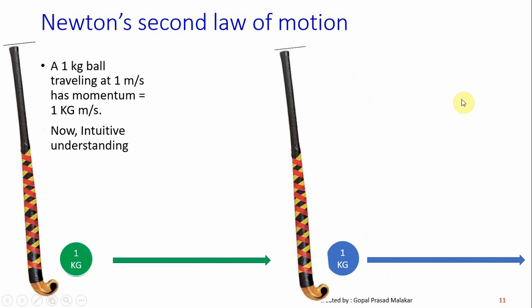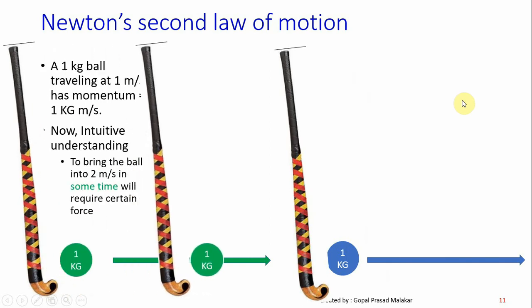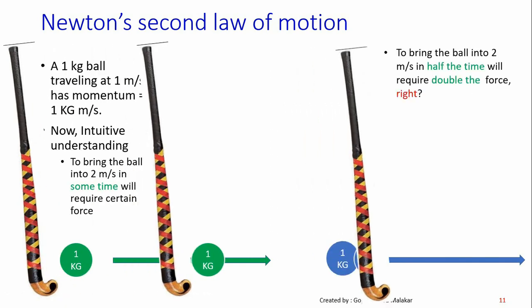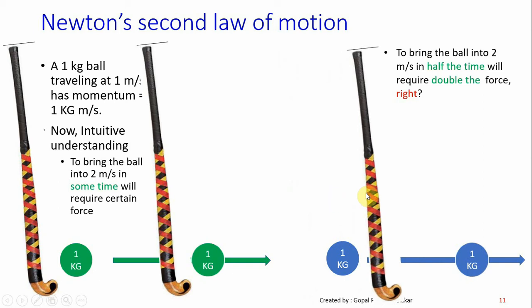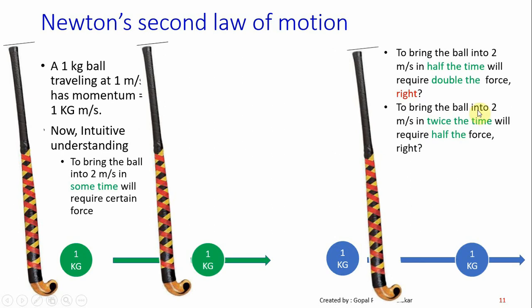If you look here, you got a chance to move with the ball for some time. Here you didn't get the chance to move with the ball for that much. You got much lesser time, so obviously you'll have to apply double the force. If you have to bring the ball to 2 meter per second in twice the time, like in lieu of 10 seconds you can run with the ball for 20 seconds, then with half the force also you can bring it. So overall, the point I am trying to say is that the quicker the change in momentum, the more force is needed.